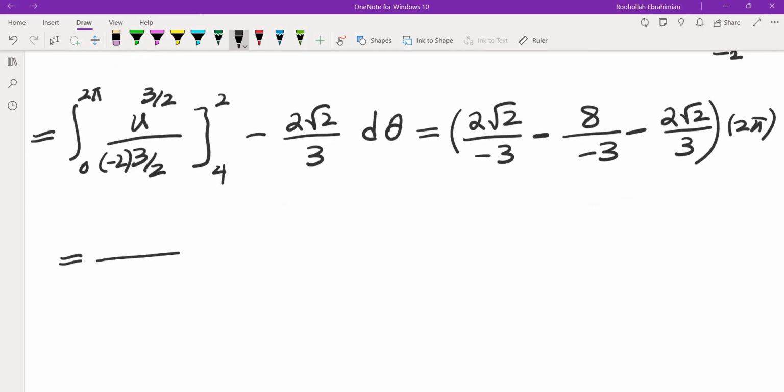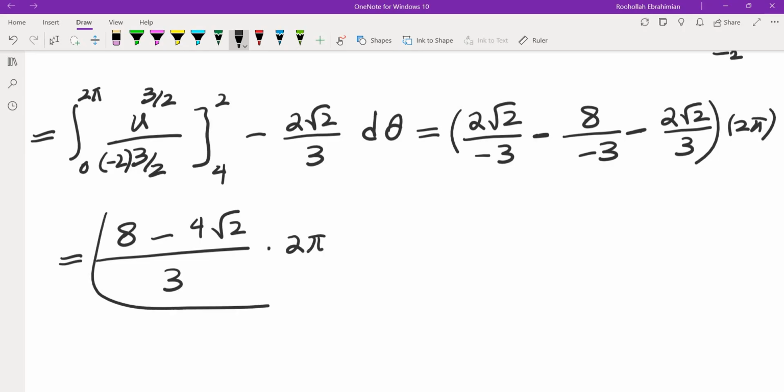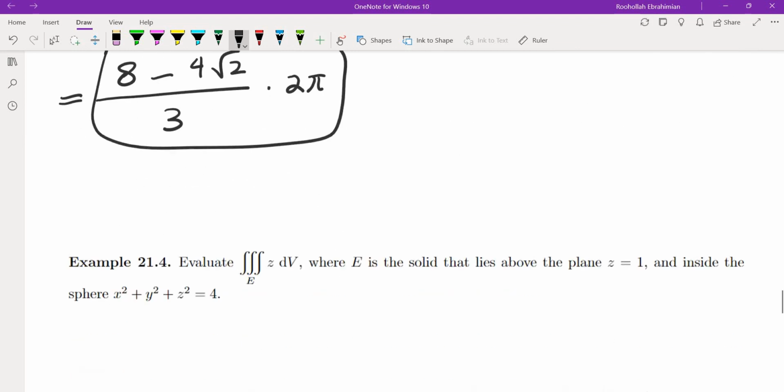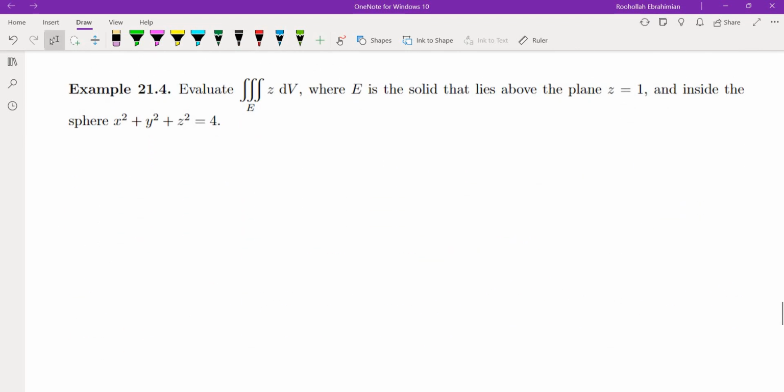So we can solve this one. This one is 8 minus 4 root 2 divided by 3 times 2 pi. So this is the volume, and this one is in fact a positive number. Okay, great. So let's look at the next example.